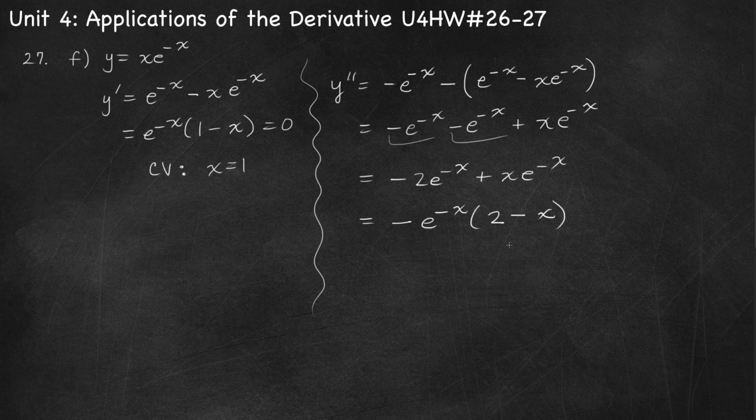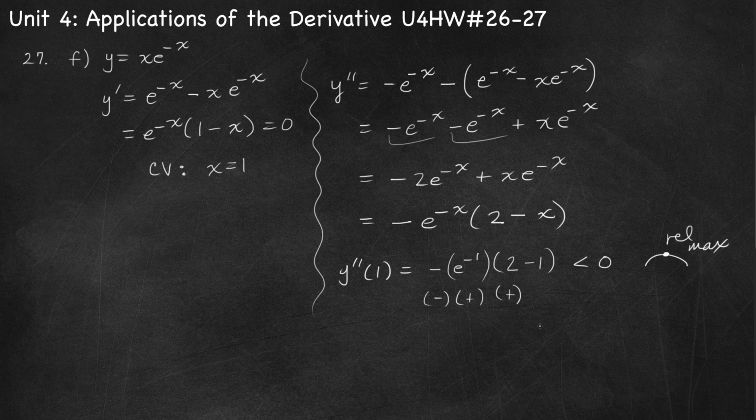Let me multiply that back out just to make sure I didn't make a mistake. So when I multiply by 2, I get -2e to the -x. When I multiply by -x, I get positive x e to the -x. Okay, that looks good. Now we need y double prime of 1. That's my critical value. So when x is 1, I have -e to the -1 times 2 minus 1. So that's negative times positive is negative. Negative means the original curve is concave down at that point, so I have a relative max.